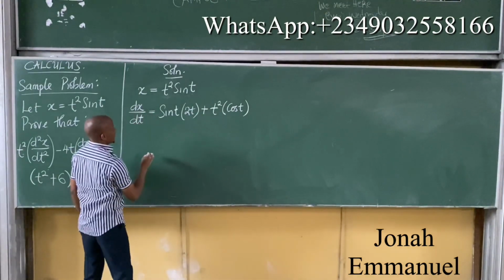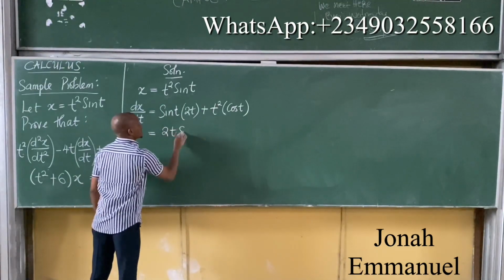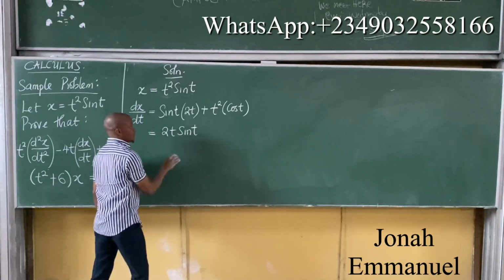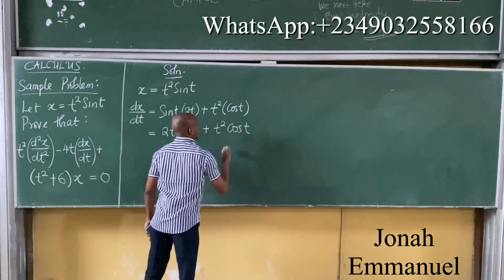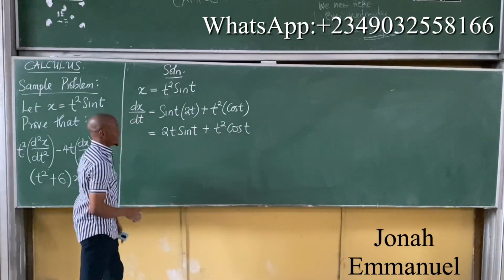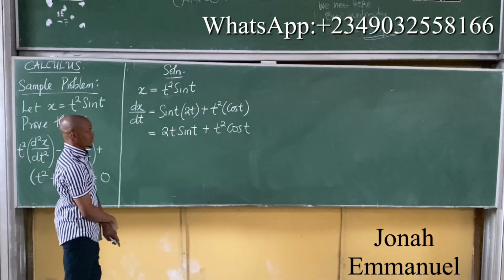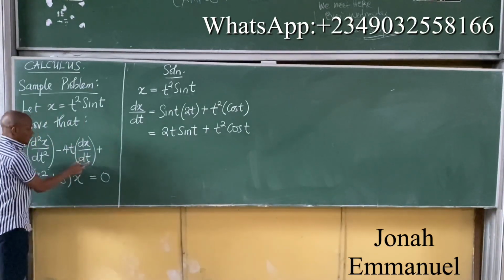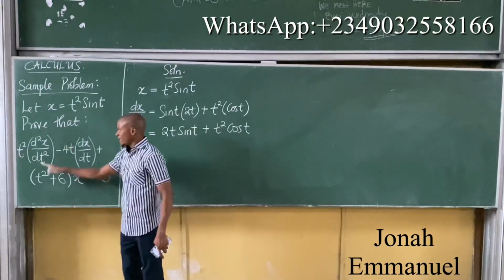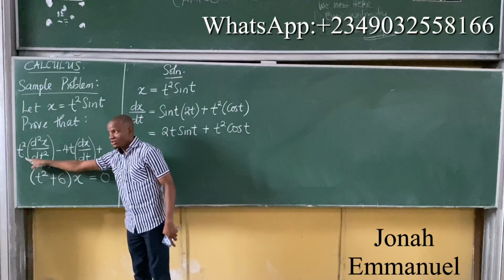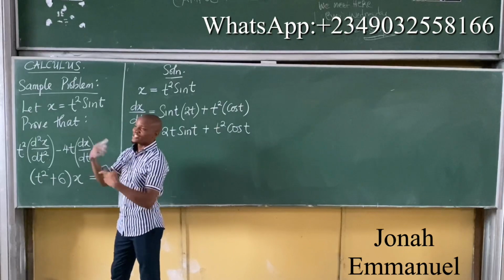That means dx/dt is equal to 2t times sine t, which gives you 2t sine t. I'm done with this. Plus this and this gives you what there? t squared cos t. So this is the value for dx/dt. We're not done yet. We now have an expression for dx/dt, but they said multiply d squared x over dt squared by this, so I still need to find the value of d squared x over dt squared. That means I am differentiating again.